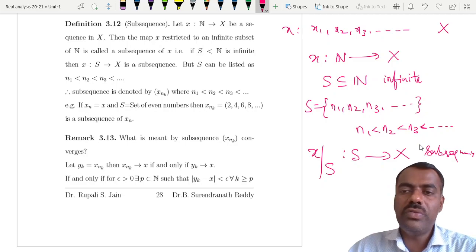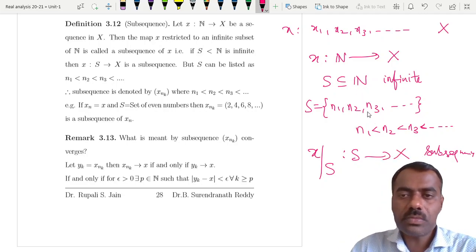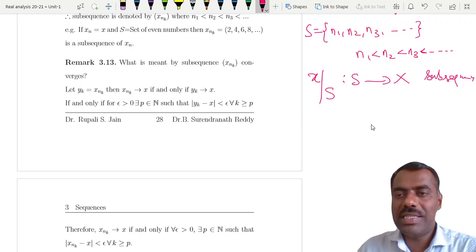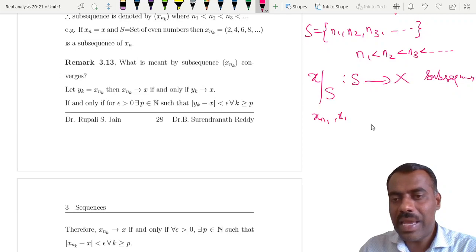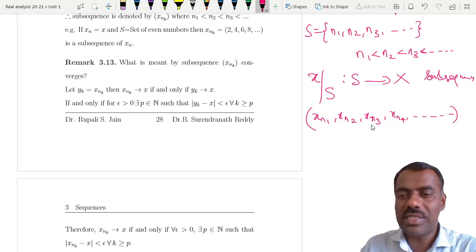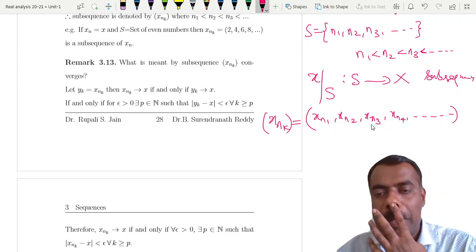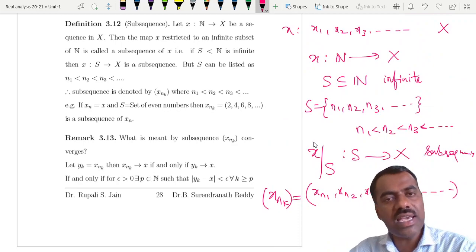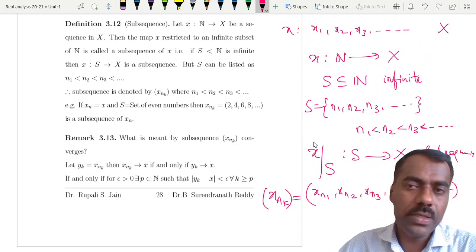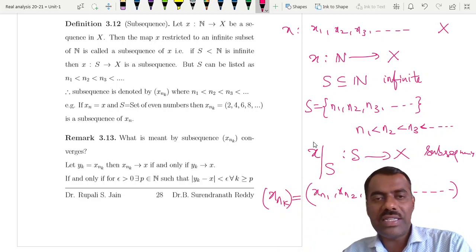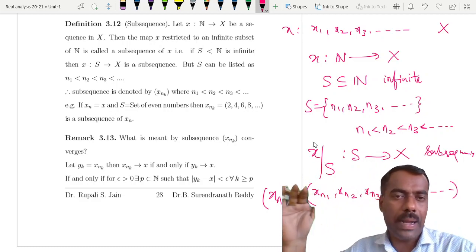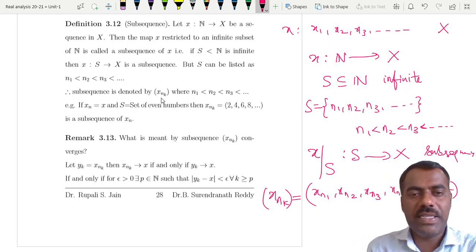So what we are doing here is that S is nothing but n1, n2, n3 and so on. So the subsequence will be denoted by xn1, xn2, xn3, xn4 and so on, which we usually denote by xnk. So xn is a sequence and xnk is also a sequence, which is a subsequence of that. We are taking some elements of that sequence, but again in a particular order. That is the explanation we have given here.